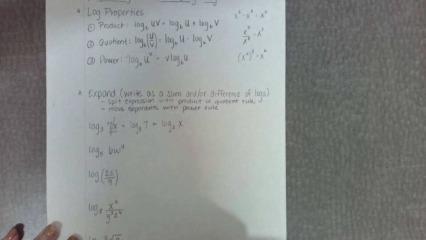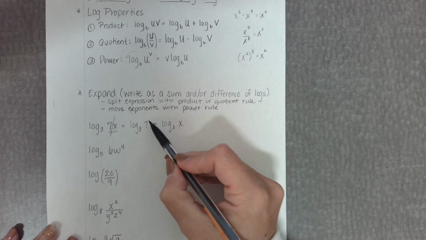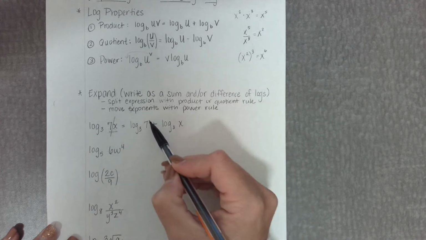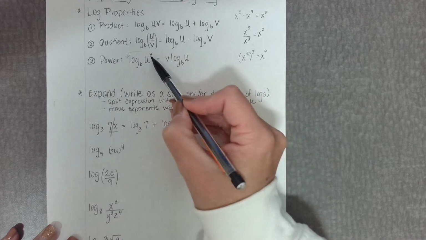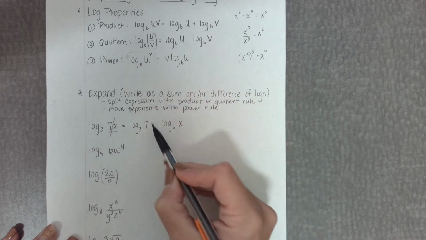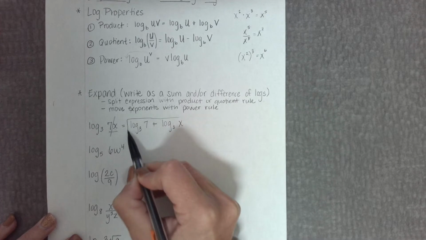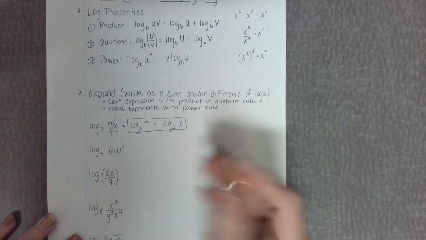After you've done that, the next thing you want to do is look at each of your individual arguments and see if there's any exponents that need to be pulled down to the front using the power rule. But in this case, we don't have any exponents, so that's our final answer. That is our log written in expanded form.